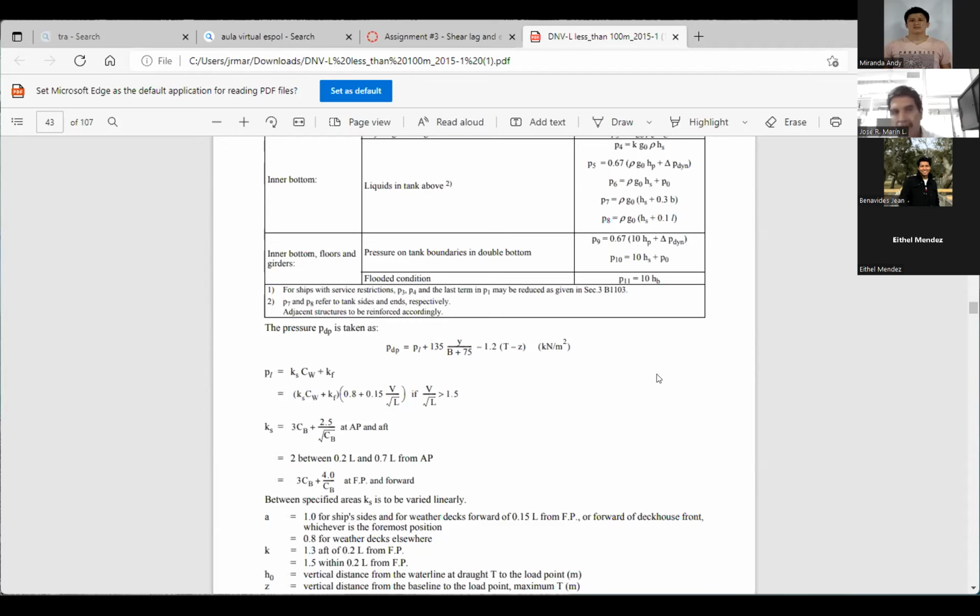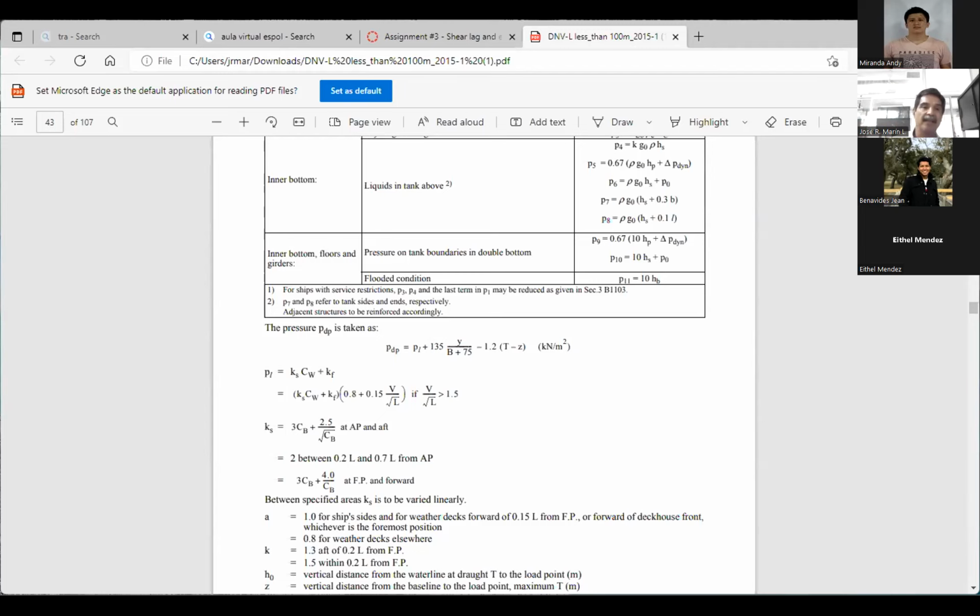Is there any way that you can check that your results are adequate or not? Is there any way that you could check your results? People? Maybe checking with the yield point of the material. No.